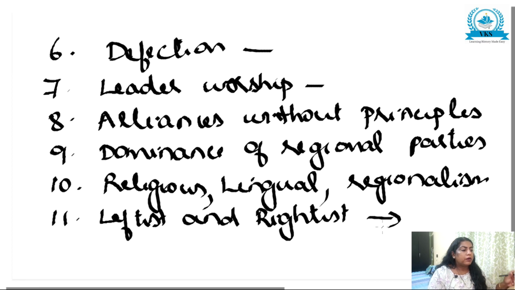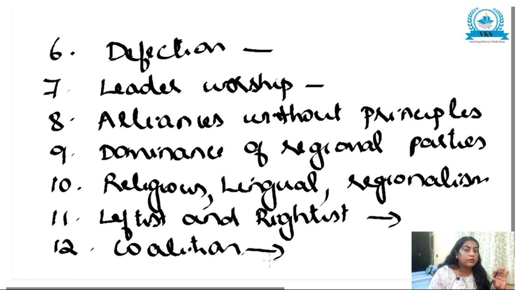Okay, the party system in India consists of two different ideologies. One group is the leftist ideology, and the other is the rightist. So there are two different groups considering the ideology: leftist parties and rightist parties. Now, the last point, if you see, is the era of coalition.